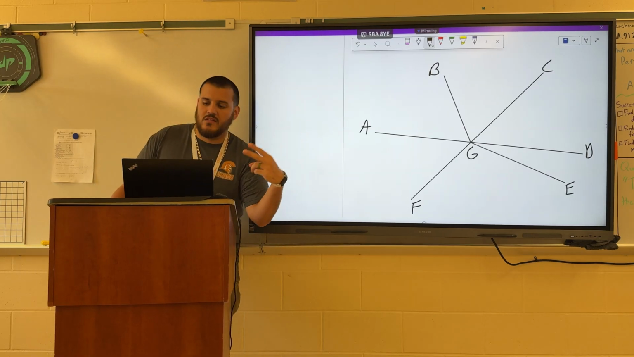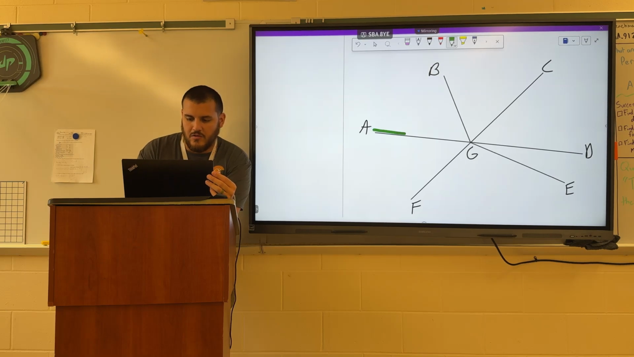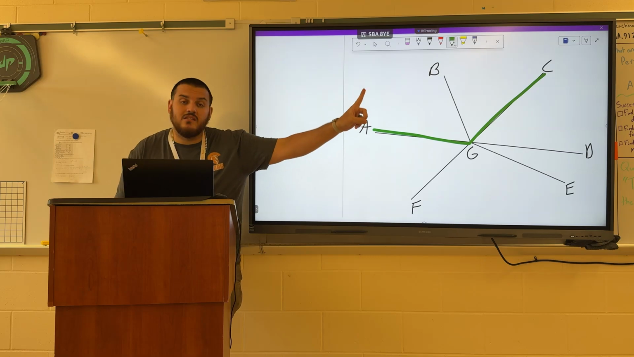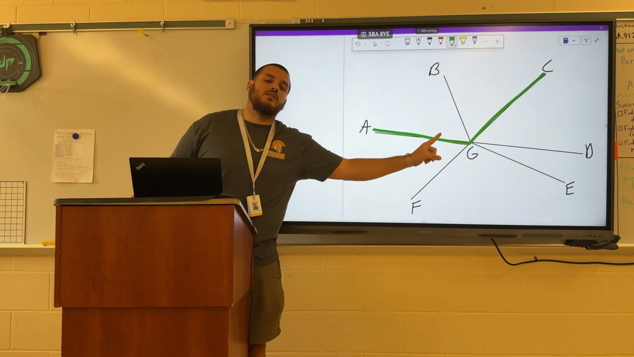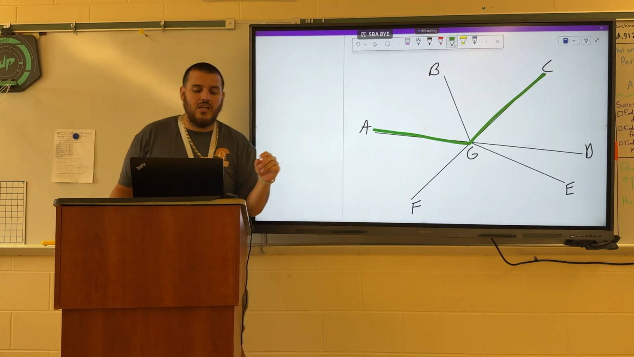And there's 2 skills that we want to take away from an example like this. First skill, if I highlight an angle like this one, you should be able to name this, right? It has points A, G, and C on it, and remember the vertex needs to be in the middle, so I can call this angle AGC or angle CGA.